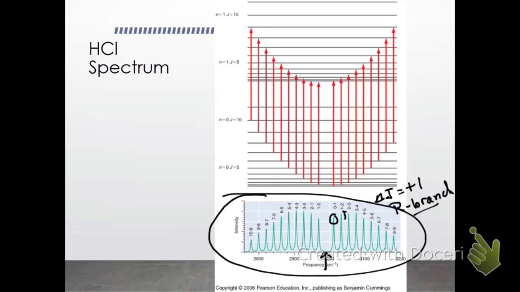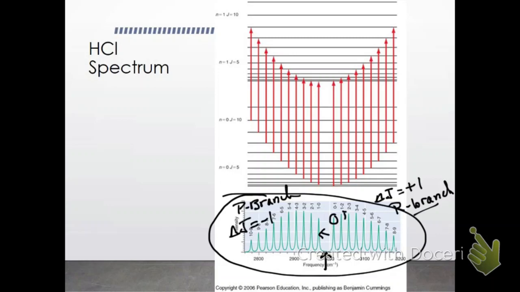On the other side, on the low frequency side, we have the P branch, which, of course, corresponds to delta J equal to minus 1 transitions, so that the first peak here corresponds to a J equals 1 rotational level in the lower vibrational state to a J equals 0 level in the upper vibrational state.